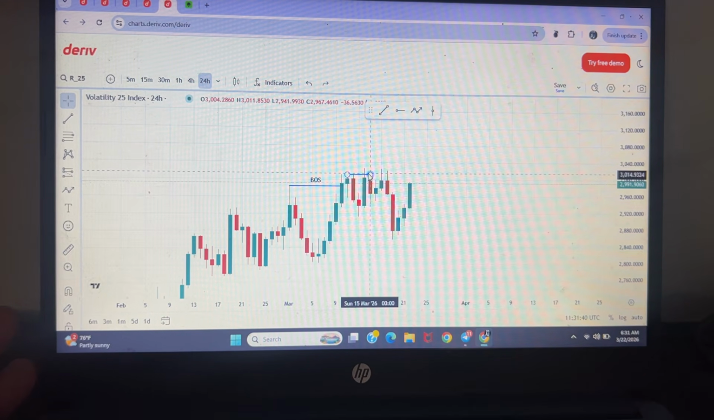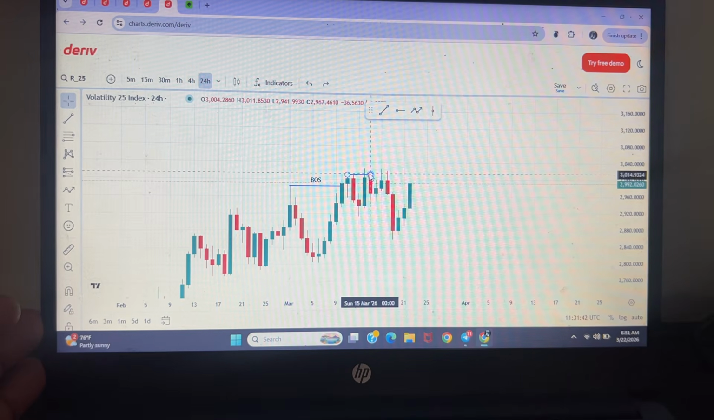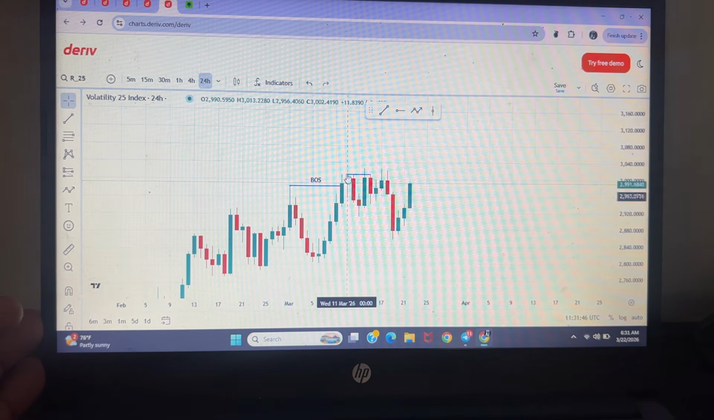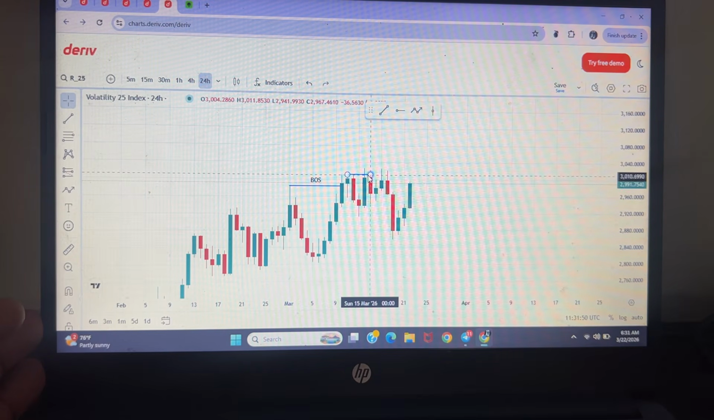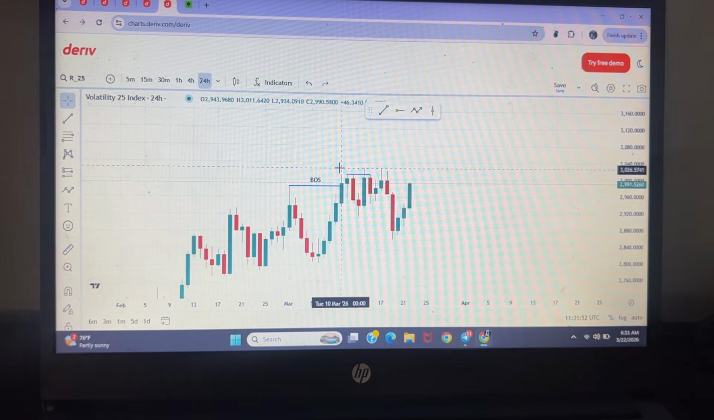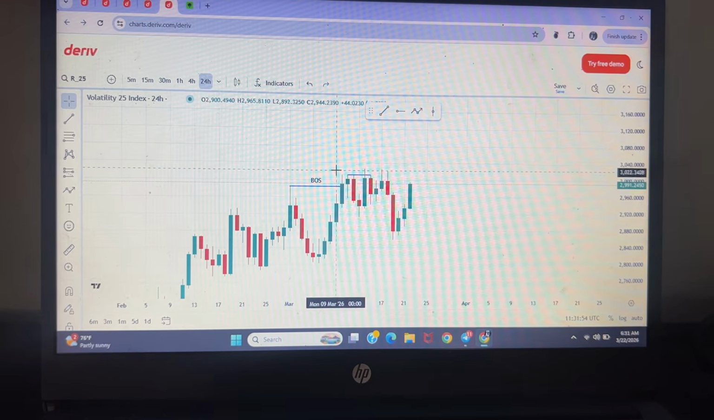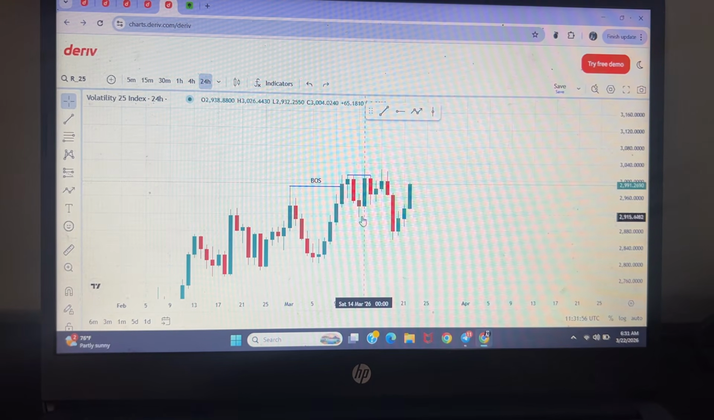We don't classify a wick as a break of structure. A wick is just a wick above it and then it fails to break it. When I get a body close, that we call a break. So since it didn't break, it just formed a new high, and then it broke this now.